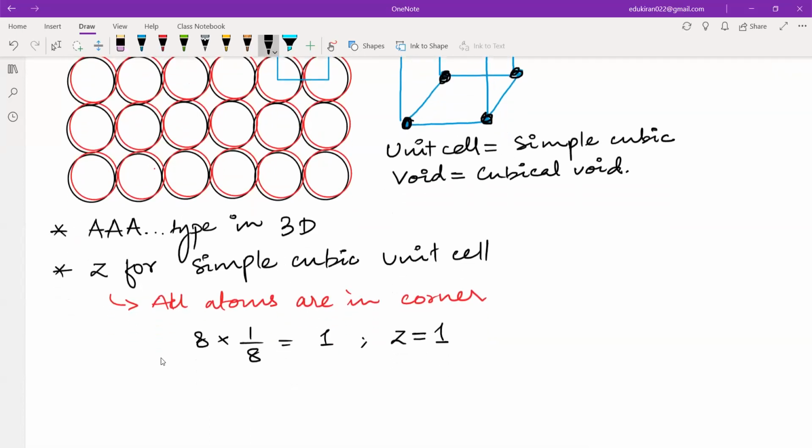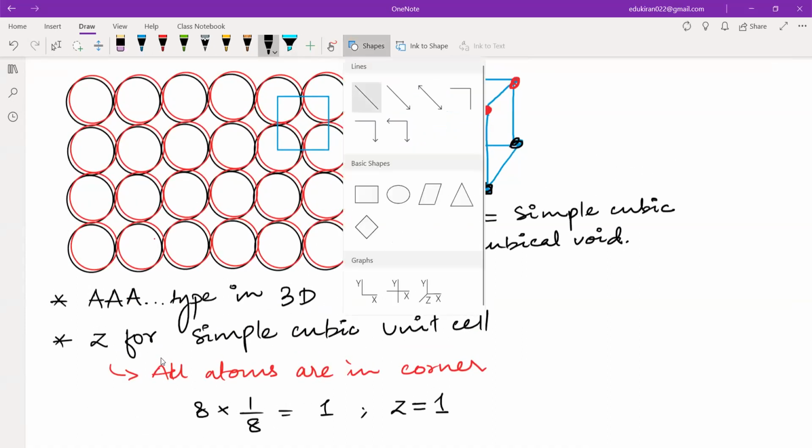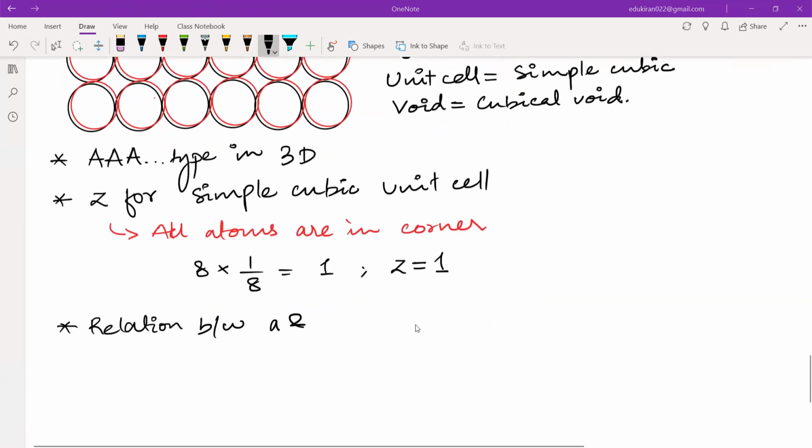Now let us move on and look at the relation between A and R. As you can see, this whole length here is A, and this part is R and this part is R, right? And hence the relationship between A and R is very easy. It is A is equal to 2R.